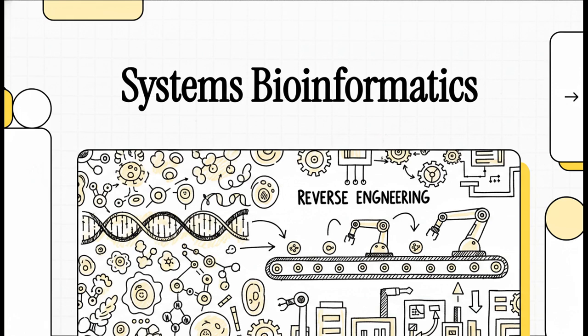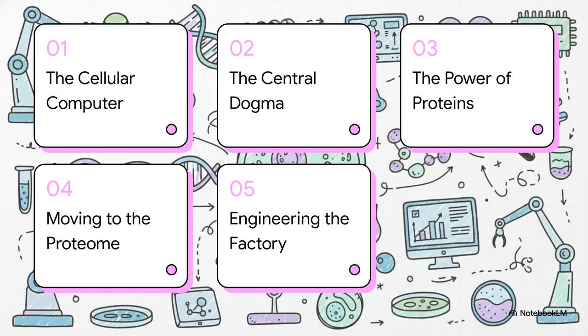We're going to see how biology acts just like a microscopic factory, and then look at how human engineers are actively reverse engineering that exact same factory. It is going to be fascinating. Here is our quick roadmap for today. We're going to start off with the cellular computer, dive into the central dogma, and check out the immense power of proteins. Then we'll move over to the proteome, and we'll wrap the whole thing up by looking at how we're engineering the factory. Let's just jump right in.